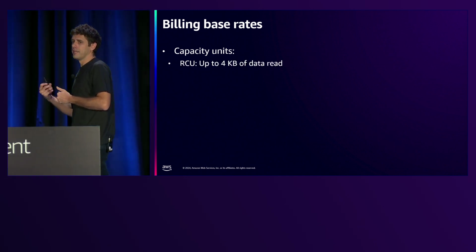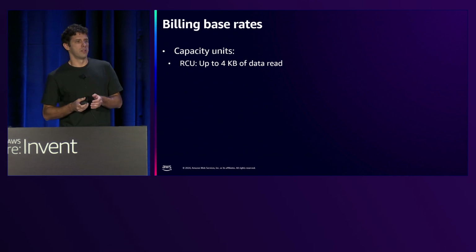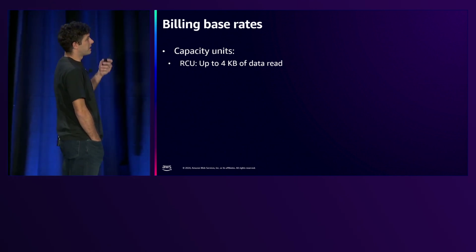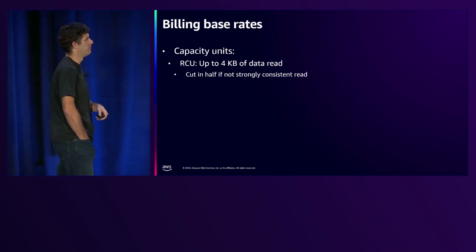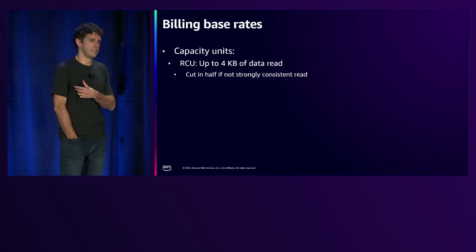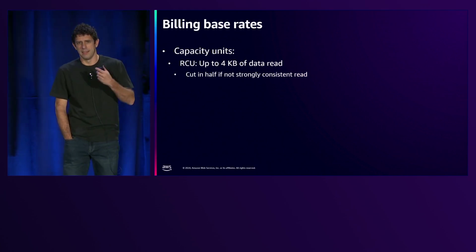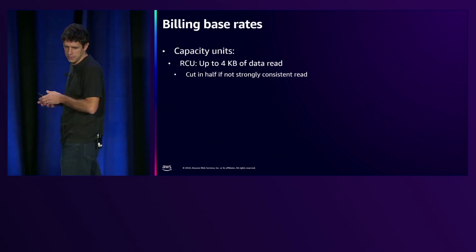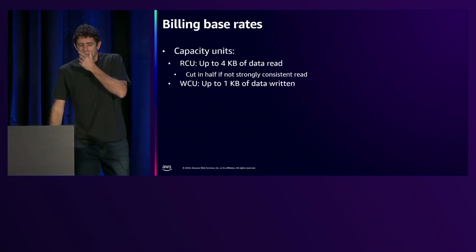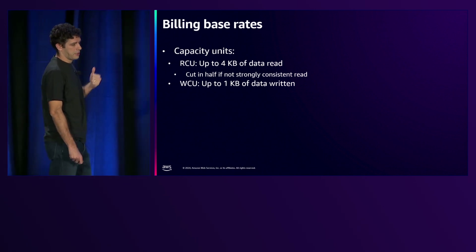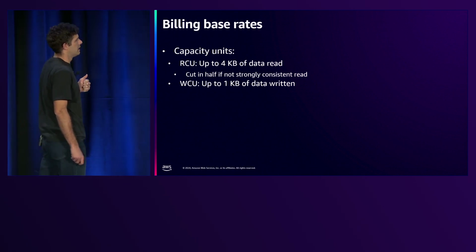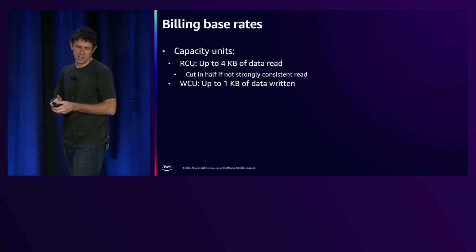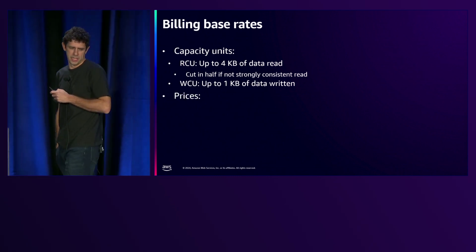A read capacity unit allows you to read up to 4 kilobytes of data for consuming that read capacity unit. You can actually cut that in half if you don't require a strongly consistent read. So in most cases, I would say do that. In that case, if you read up to 4 kilobytes of data, you're only consuming half a read capacity unit. There are also write capacity units that allow you to write up to 1 kilobyte of data in your request, right? So you can be thinking about, as I'm doing these operations, how many read and write capacity units are going to be used here.